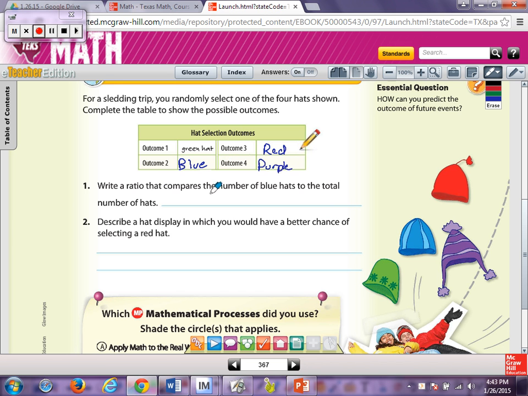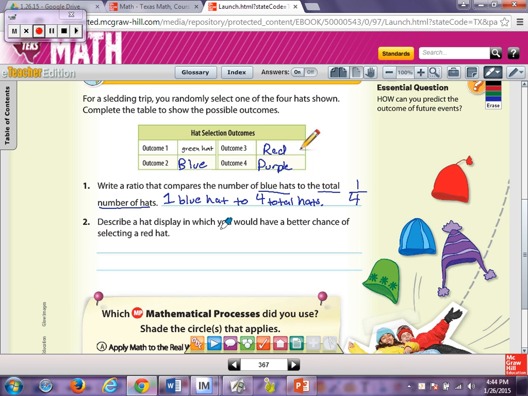So now I have to write a ratio that compares the number of blue hats to the total number of hats. So I need to write blue hats to total number of hats. So I have 1 blue hat, and I compare that to 4 total hats. Now I'm writing it as a sentence so that you guys can see that this is the way a ratio is. 1 blue hat to 4 total hats. Now we express the ratio using our fraction, 1/4.